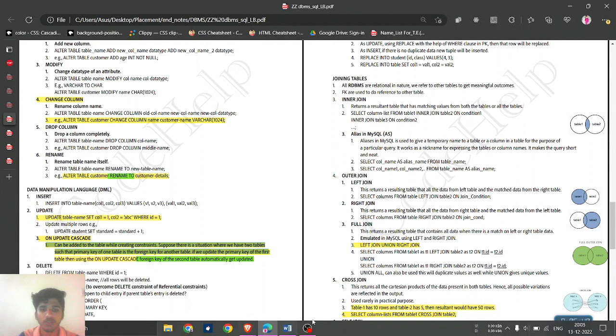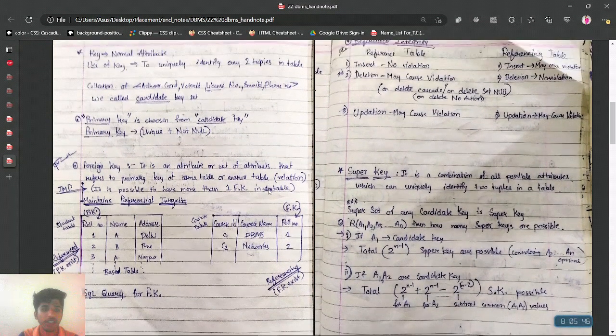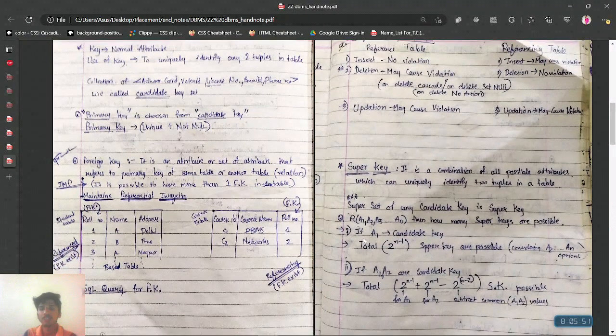Okay. Then coming back to our notes, this is about foreign key. Then this is all. Then super key. A super key can be considered as a combination of all possible attributes which can uniquely identify the tuples in a table. A super key is the superset of a candidate key. It consists of all the possible attributes which can uniquely identify the tuple.